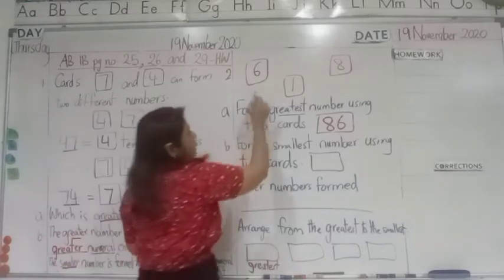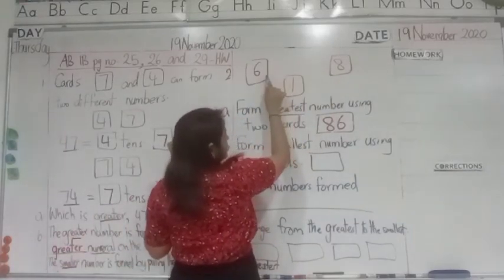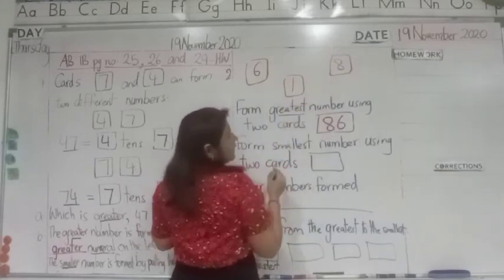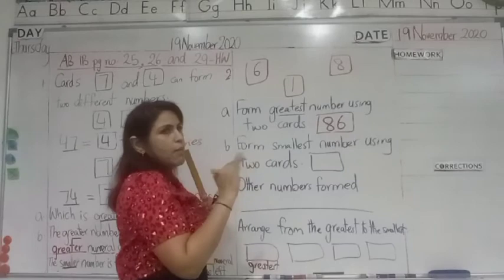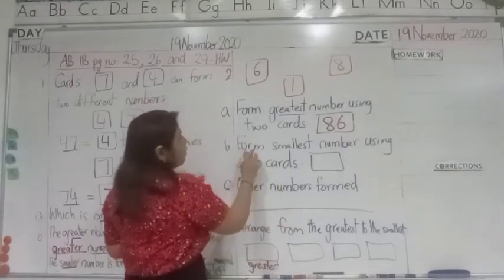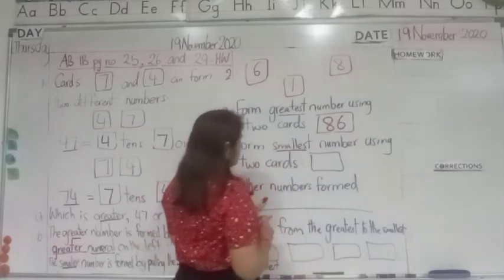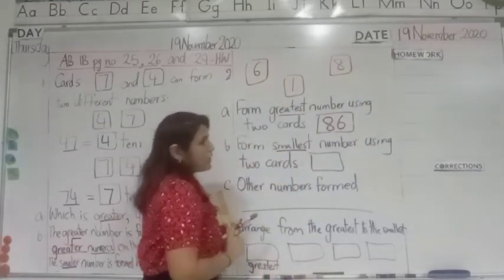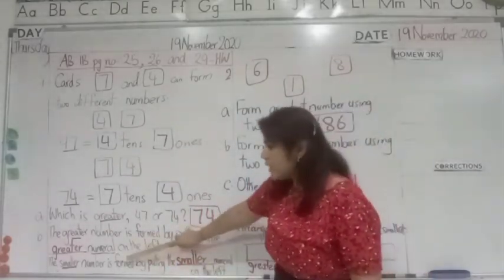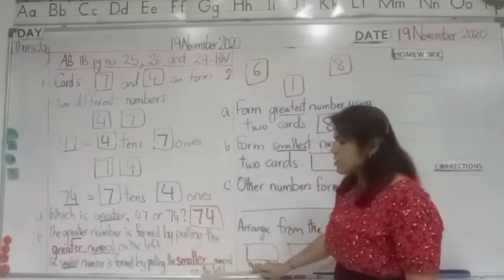They both are the bigger numbers. This is the biggest. After this is 6. And then comes 1. So if you write 81, it will be a median number. It is not greatest. Okay. Now, form the smallest number using 2 cards. How to form a smallest number? Do you remember? The smaller number is formed by putting the smaller number on your left.